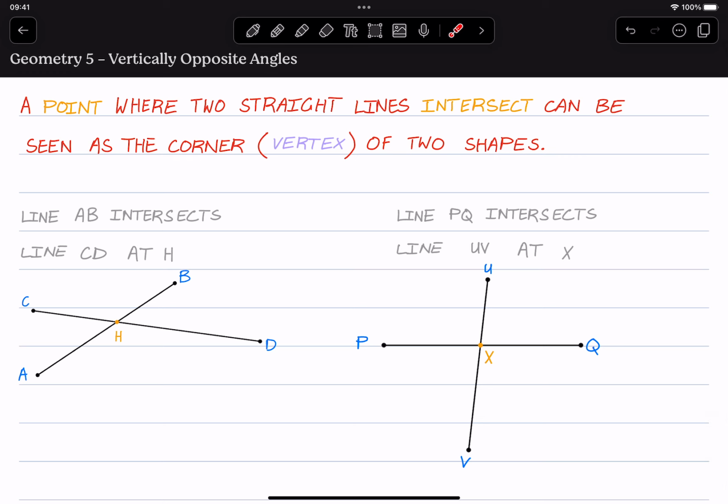Hello class, this is a video tutorial on Geometry Part 5. In this video, we'll be looking at vertically opposite angles.